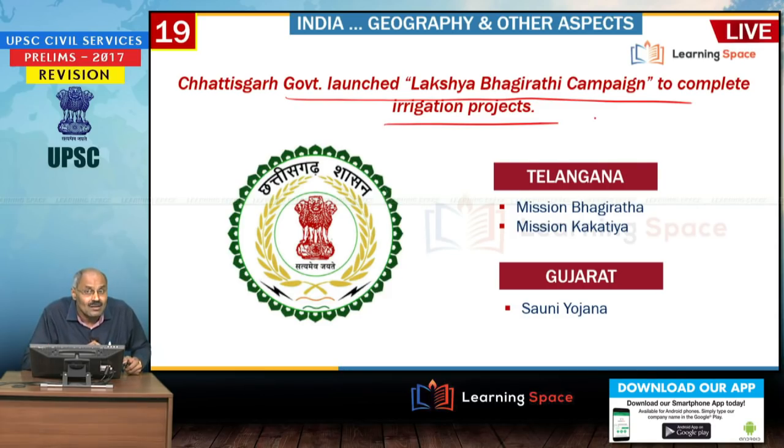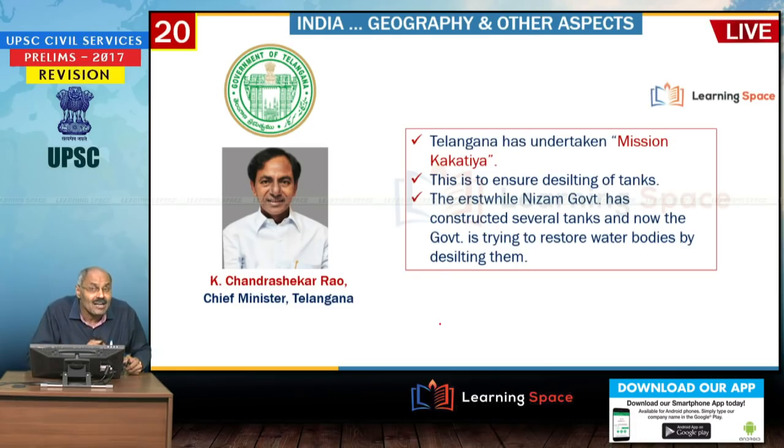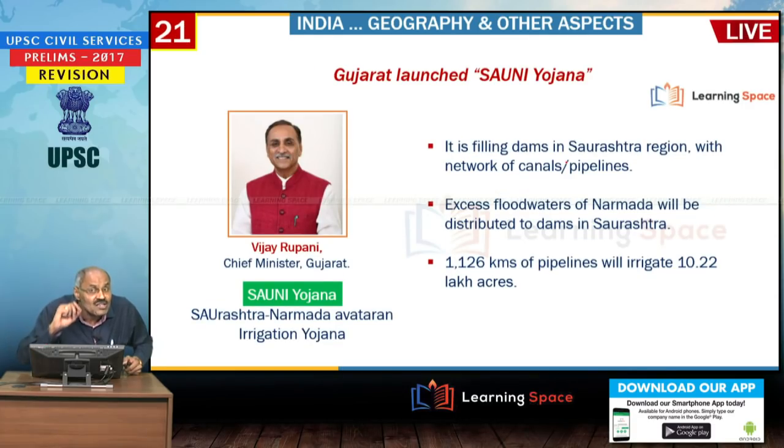There are 2 flagship programs of the Telangana government and 1 flagship program of the Gujarat government. If you look at Telangana, one is Mission Kakatiya, 1 flagship program of the Telangana government. This is to ensure desilting of tanks, 1 important program. Then similarly Mission Bhagiratha, this also belongs to the Telangana government, that is to provide drinking water. So, Mission Bhagiratha, Mission Kakatiya, then Sauni Yojana is very important.